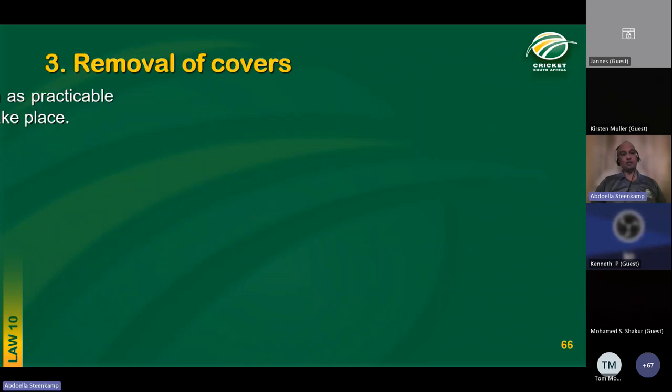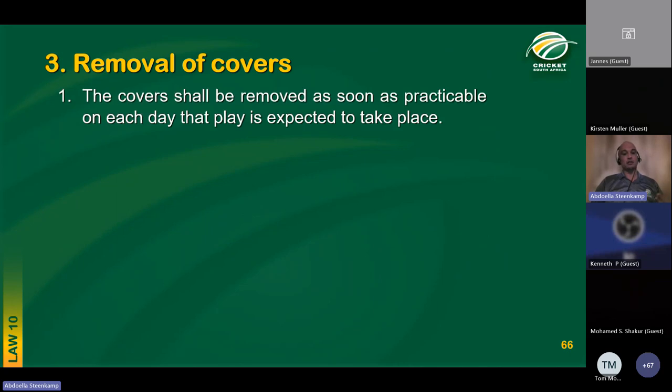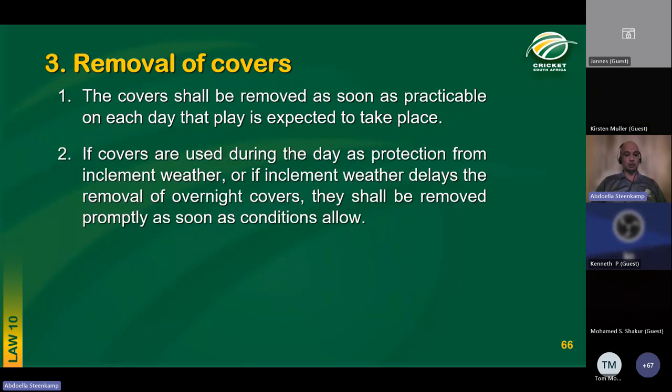When it comes to the removal of covers, they are to be removed as soon as practicable on each day that play is expected to take place. And also during inclement weather. So once it starts raining, you put the covers on. And once it stops raining, you need to remove the covers.